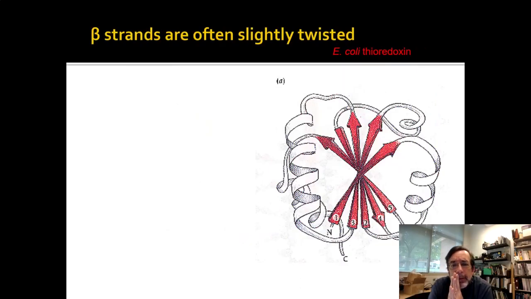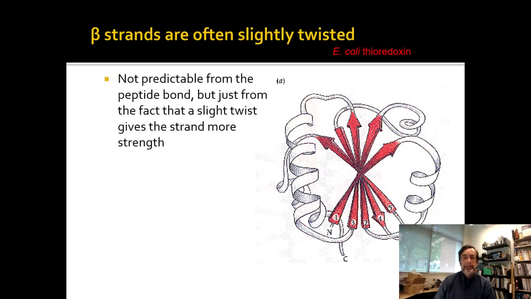The thing about the strands, if you look at them from the side, when you have multiple strands together, they start to get a little twist. In fact, you can see it very clearly in this model of E. coli thioredoxin. And this twist can go either direction. It can be left-handed or right-handed. It's not predictable from the peptide bond, but I think some people might have predicted it just in general, that there would be a twist. Not its direction is predictable, but the fact that there would be a twist.